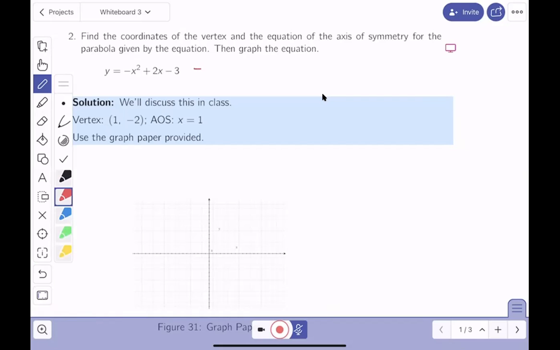I personally would factor out minus 1 in this one. That's just me, by the way. You don't have to do that. Well, I did it again. That would give me x squared minus 2x plus 3. Well, you know what? No matter what I do here, I'm not going to get that to factor. Right? No matter what I do, I'm not going to get that to factor.